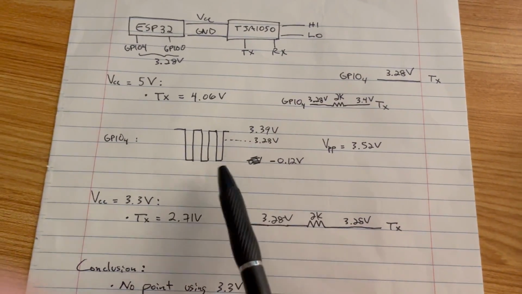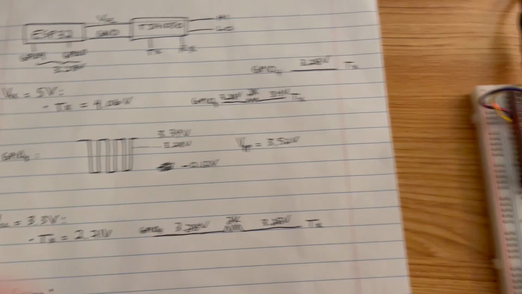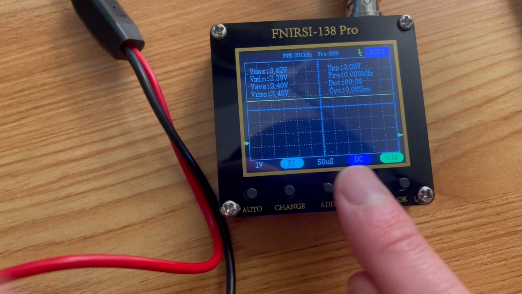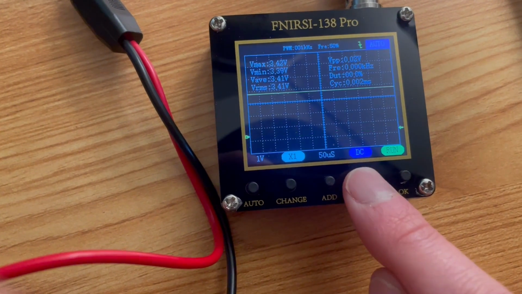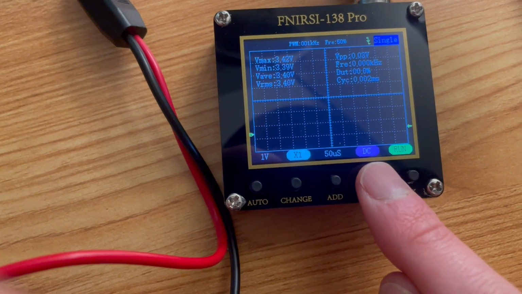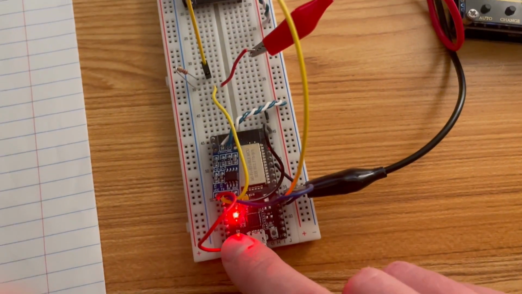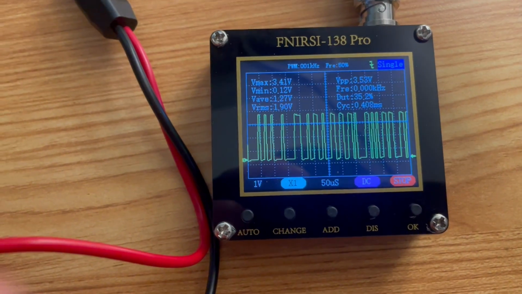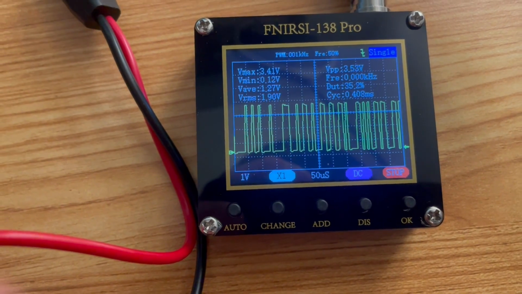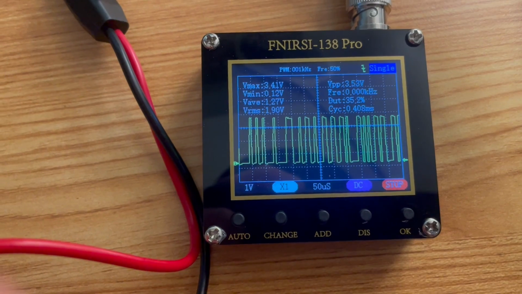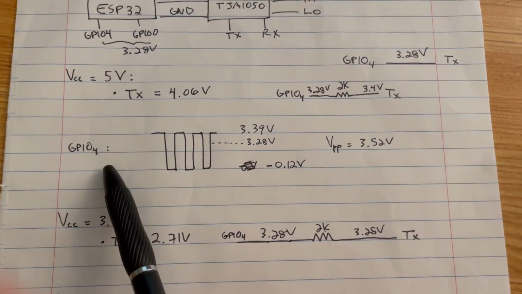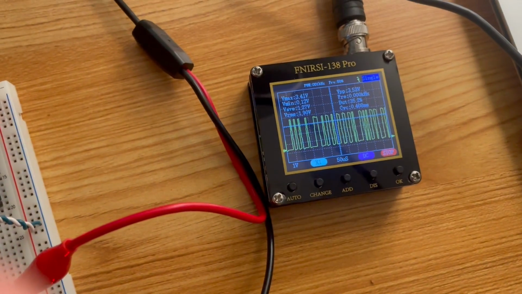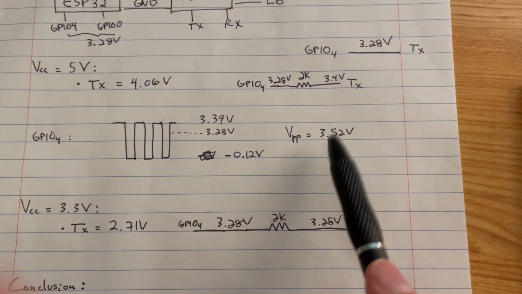But what about the actual signal, the combined DC and AC signal? Okay, well, let's take a look. We'll do AC coupling. Actually, we don't need AC coupling, but we can just look at a single snapshot of the signal. We just have to make sure we reset the ESP32 so that we actually get some data. So we get 3.4 and 0.12 as the maximum and minimum, to give a peak-to-peak voltage of about 3.53. So on the GPIO 4 line, we have about 3.4 and about 0.12, which is what we just measured, with a peak-to-peak voltage of 3.52.